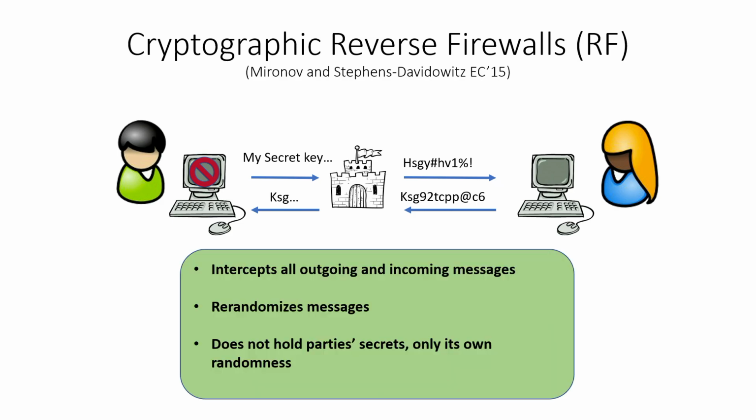We note that the reverse firewall is not trusted in the sense that we do not move secrets of the party to the reverse firewall. Instead, it is restricted to just retain its own state. It can toss random coins and acts only on the transcripts of the protocol. So it intercepts incoming and outgoing messages, re-randomizes them, but does not hold any of the party's secrets.